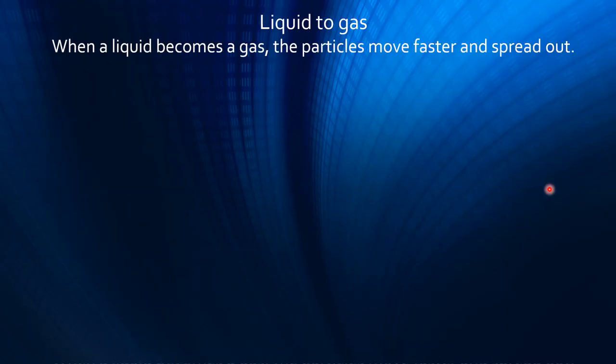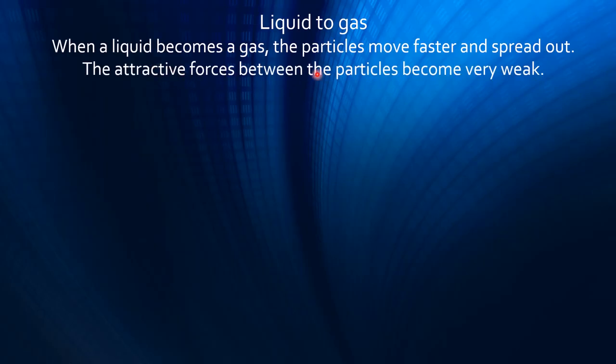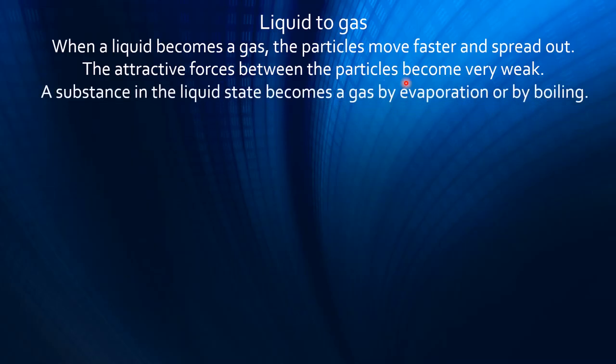When a liquid becomes a gas, the particles move faster and spread out. When the liquid turns into gas, the particles move faster because the gas particles are far apart compared to the liquid ones. The attractive forces between the particles become very weak. The attractive force is very weak because the particles are far away, and attraction means particles together, right? So the particles are not together, they're far away.